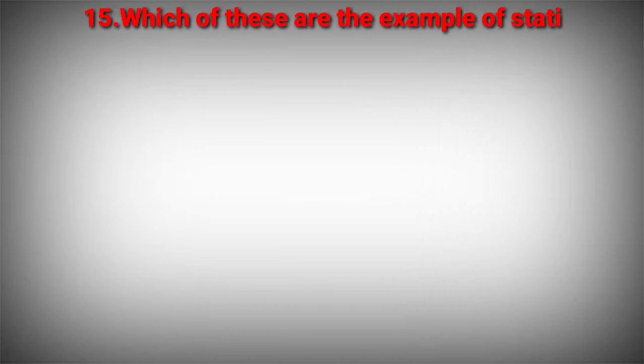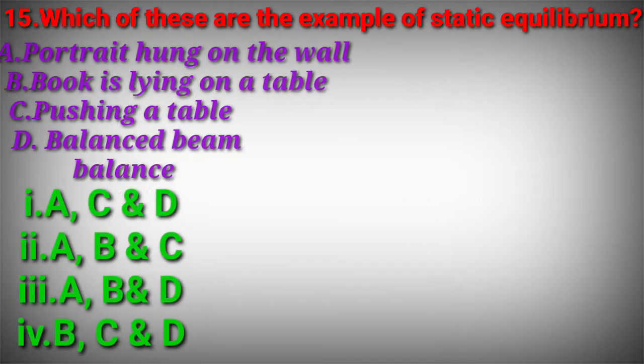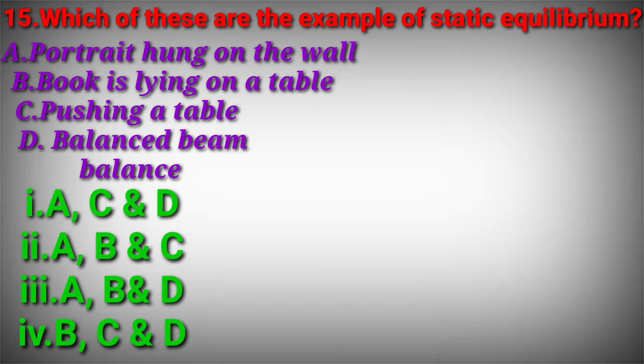Which of these are the examples of static equilibrium? Option A, a portrait hung on the wall. Option B, book is lying on a table. C, pushing a table. Or D, balanced beam balance. Then options are again given: number 1 is all three, A, C and D, second is A, B, D, third is A, B, C, and the fourth is B, C, D.